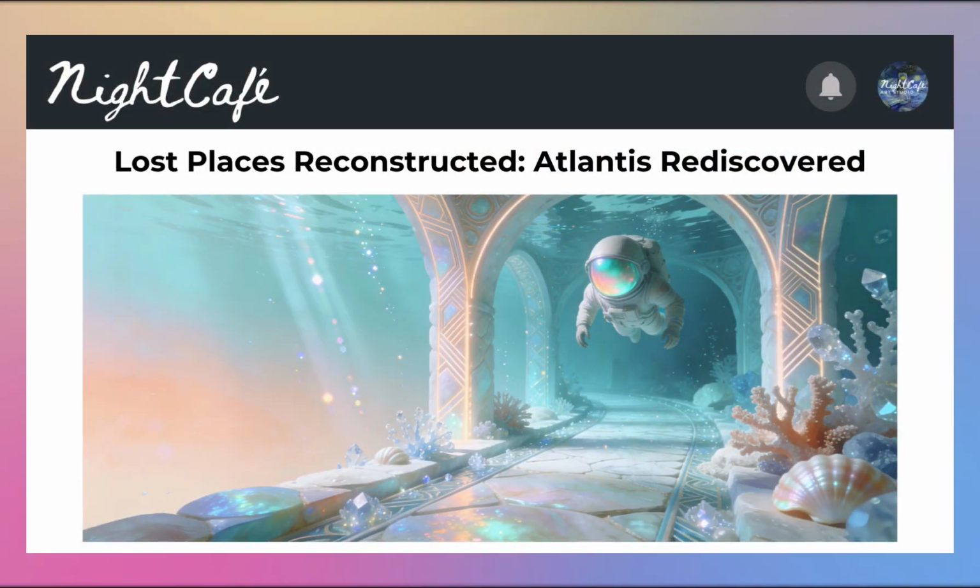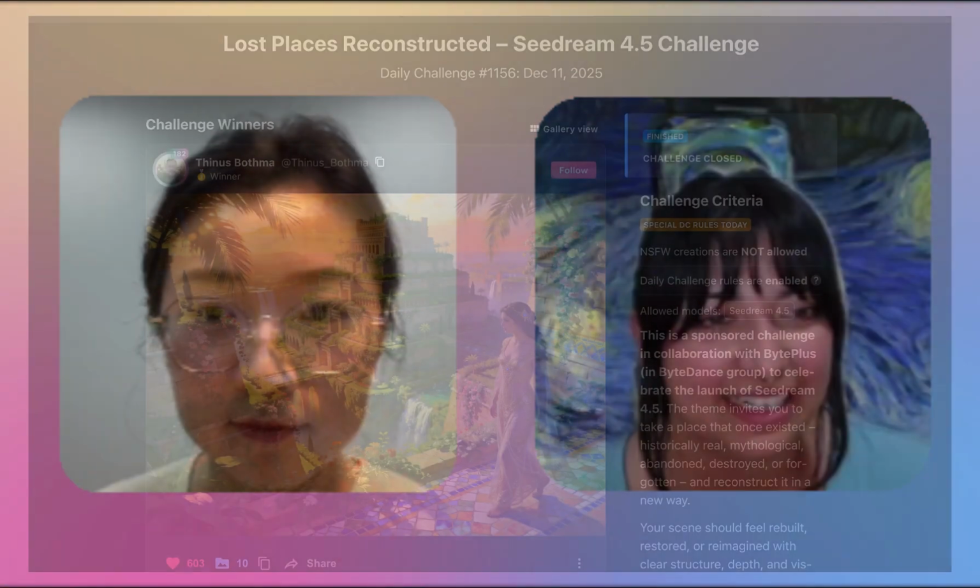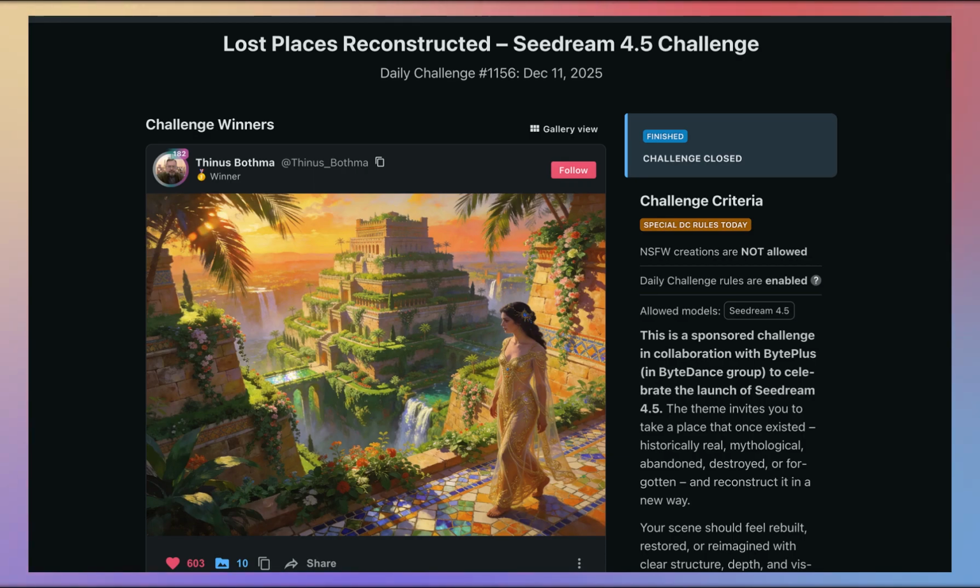Okay. So if you haven't already seen, the daily challenge for today is a sponsored challenge by Seedream 4.5. So it's a Seedream 4.5 model only challenge. The theme is Lost Places Reconstructed. When you think of a lost place, it sounds kind of vague, but I think the direction was more places that we all know, like very well-known old places like the Colosseum or the ancient pyramids in Mexico. So a place with a story tied to it.